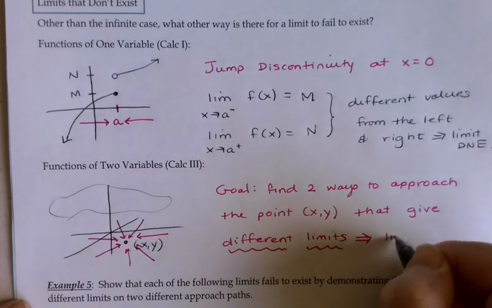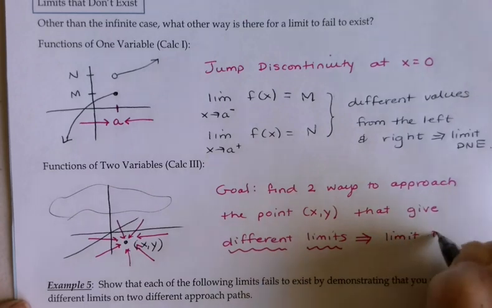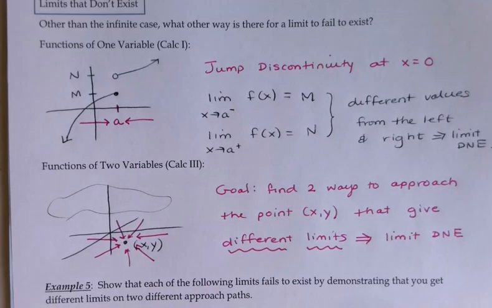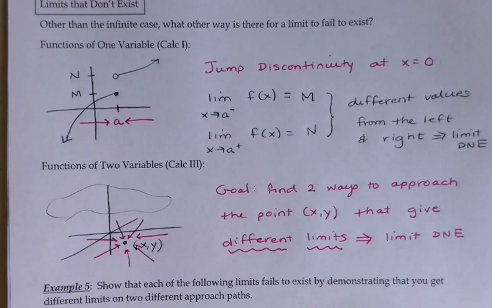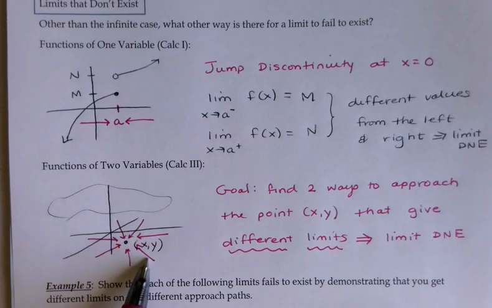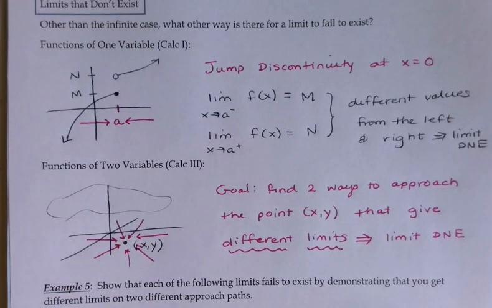Then I can conclude that the limit doesn't exist. The problem is because there are infinitely many different ways to approach, sometimes it takes just a little bit of ingenuity and often some trial and error in order to figure out the two paths. So that's what we're going to work on in the next couple of examples.